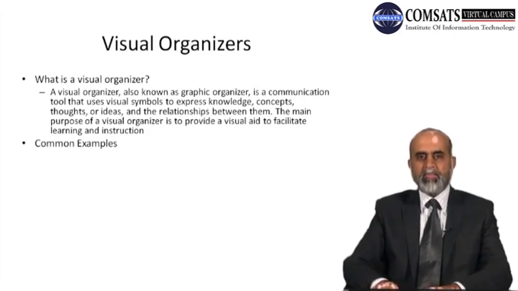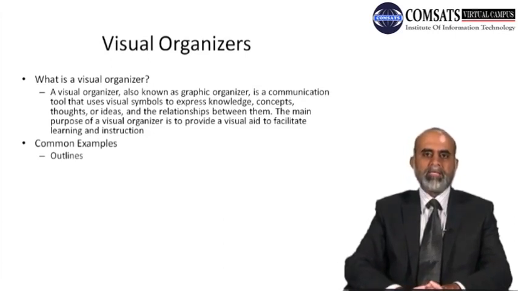Okay, now let's look at some common examples here. A very basic visual organizer is simple outlines. You know, when we are writing a report, a paragraph, or an essay, we usually make an outline first. So if we are writing an argumentative essay, for example, first we write the thesis statement, the argument that we want to present, and then we look at various pros and cons, various points that support that argument. And then for cons, we also find out the ways to refute them.